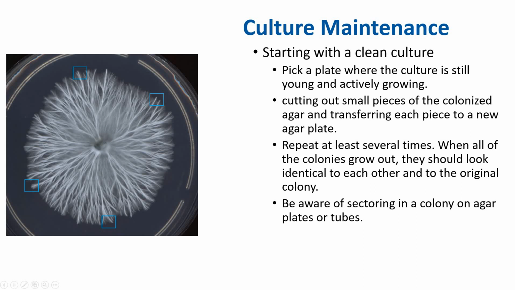Do this by cutting out small pieces of colonized agar and transferring each piece to a new agar plate. Repeat at least several times. When all of the colonies grow out, they should look identical to each other. Also be aware of sectoring in a colony on an agar plate. We'll talk a little bit more about sectoring in the next slide.